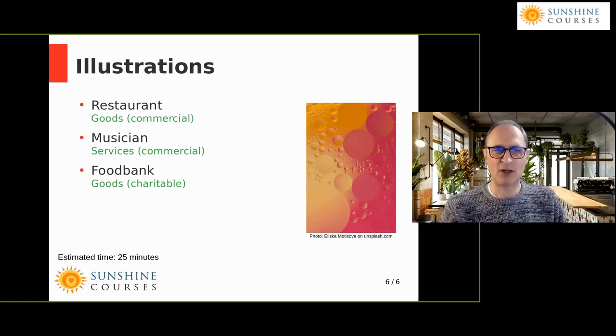So each of the goods, the restaurant, services, the musicians, and the charity, the food bank, each of those entities has their own special requirements.